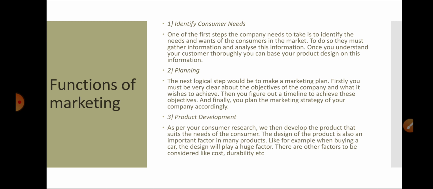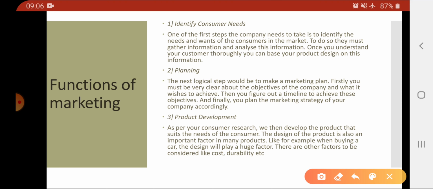The second is planning. In planning, first of all, we have to be very clear about the objectives of the company, what the company wants, what is the target of the company. Then we have to figure out the timelines to achieve these objectives. Then finally, you have to plan the marketing strategy of the company accordingly.